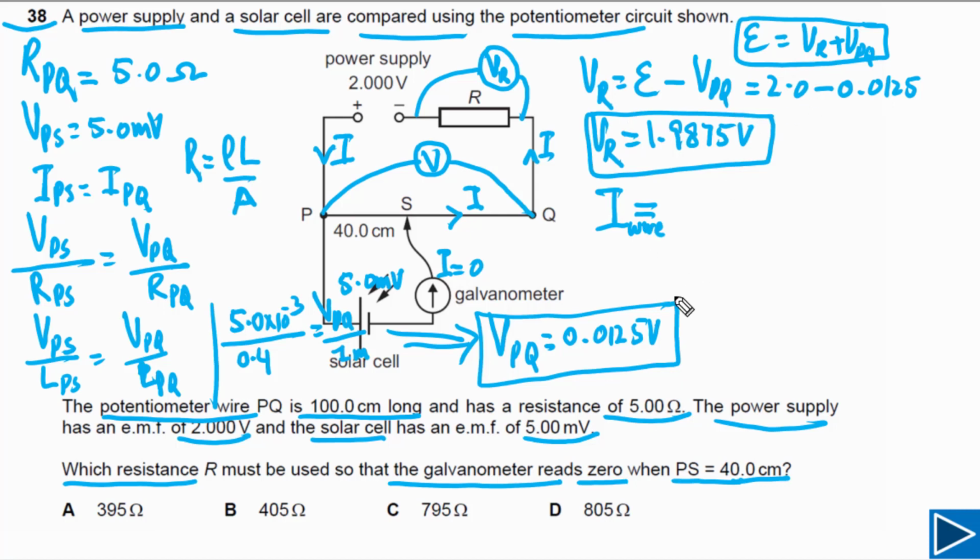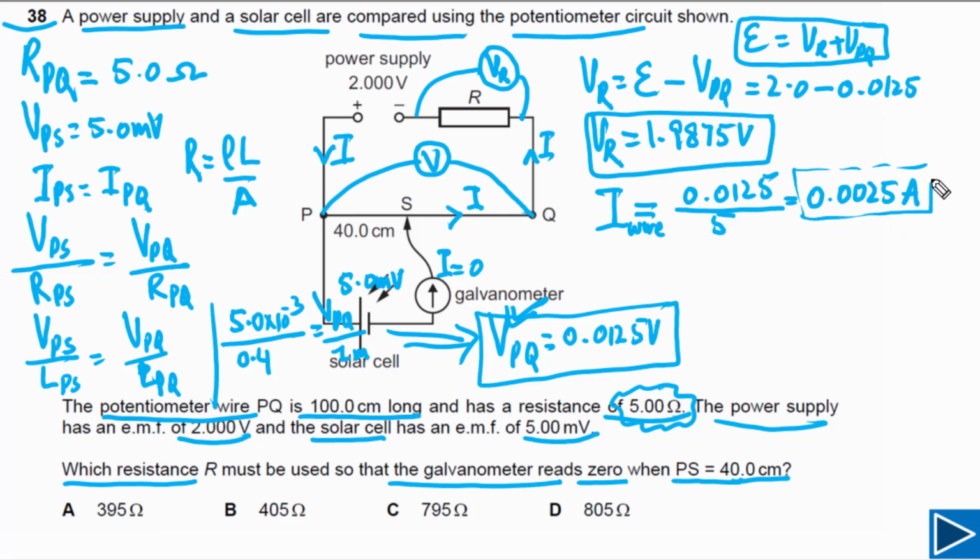The potential difference across the wire we have found, that is VPQ, and the value is 0.0125. This is the potential difference across the wire, and the resistance of the wire is 5 ohms. This is given to us. So simply we can divide this by 5. If we divide this by 5, the value of I will be equal to 0.0025 amps. So this is the value of current.